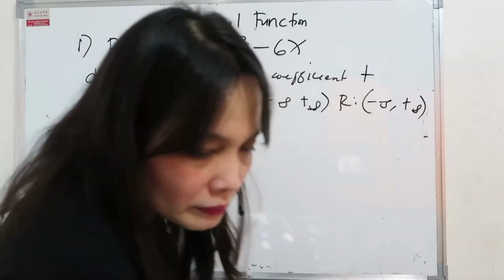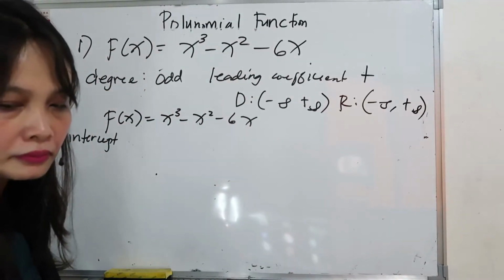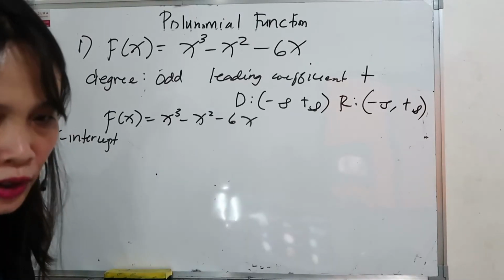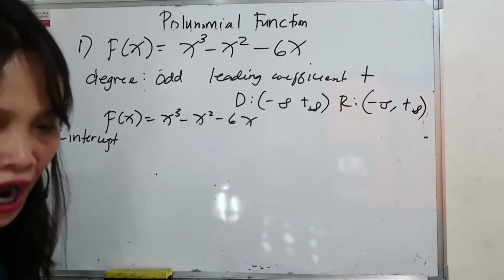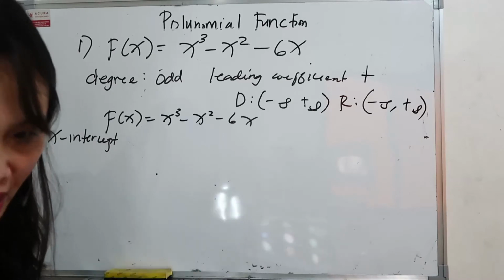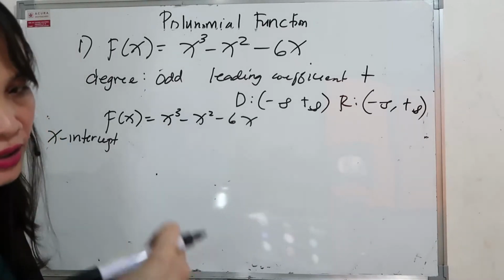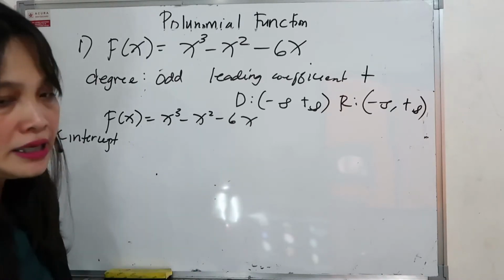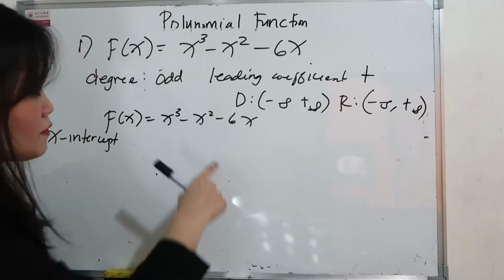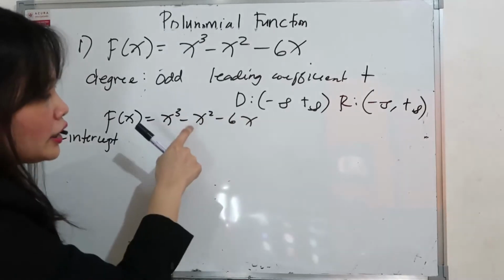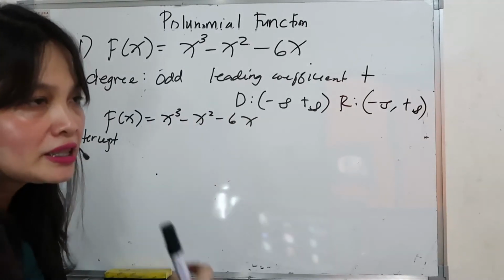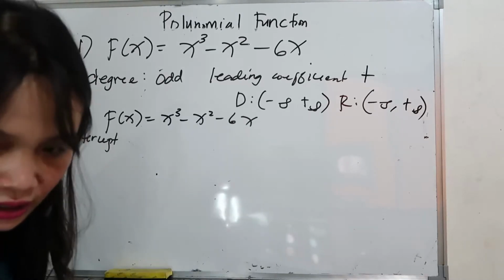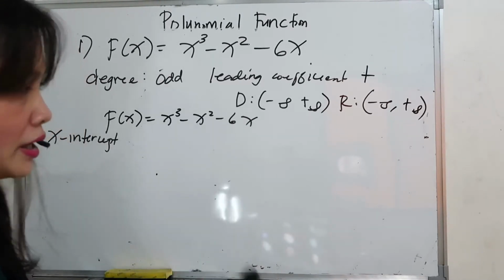What is X intercept? When we say X intercept, you're referring to: if y is 0, what is the value of x? Or in short, find the zeros of this function. When we say find the zeros, meaning you need to get the value of x.